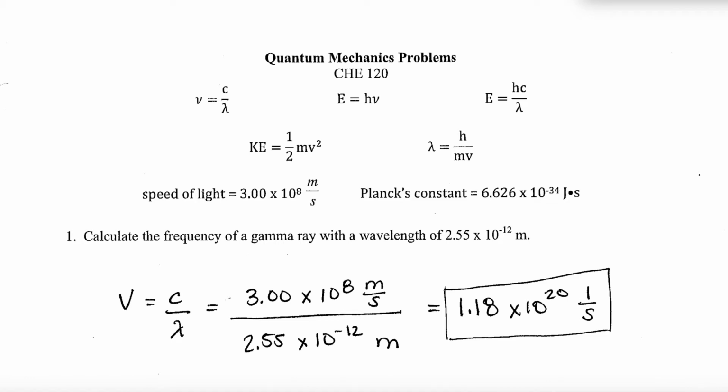Question number 1 asks to calculate the frequency of a gamma ray with a wavelength of 2.55 times 10 to the negative 12 meters. In this equation, we're asked to calculate a frequency where we know the wavelength. What we know from our discussions is that we have an equation that gives us the relationship between wavelength and frequency, and that's this equation here. So when we plug in the speed of light for c, and the wavelength for lambda, we get 1.18 times 10 to the 20th inverse seconds for our frequency.